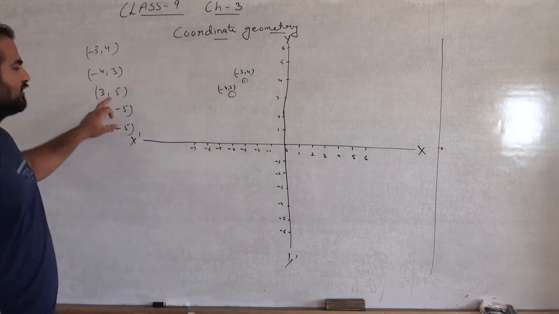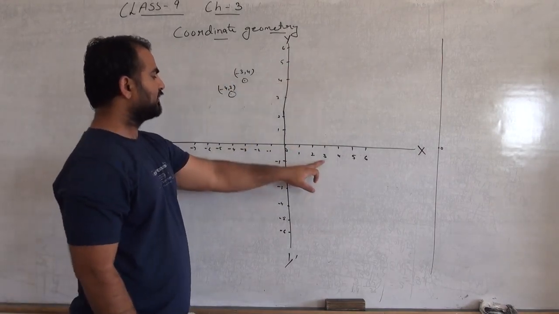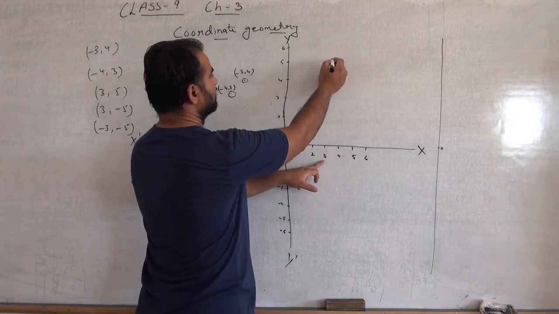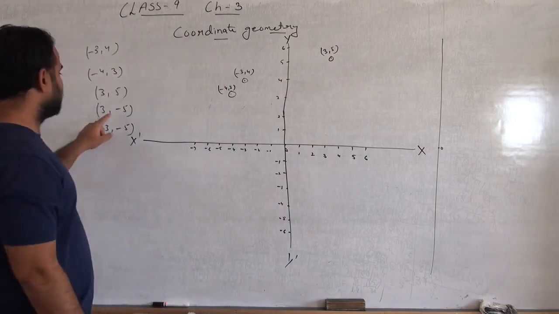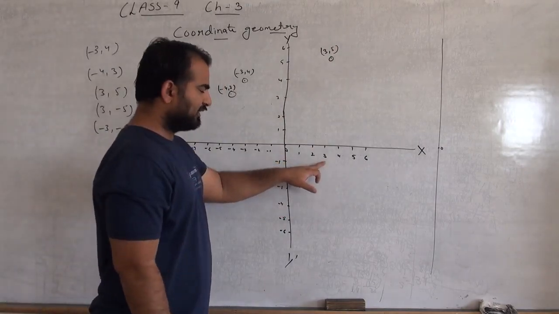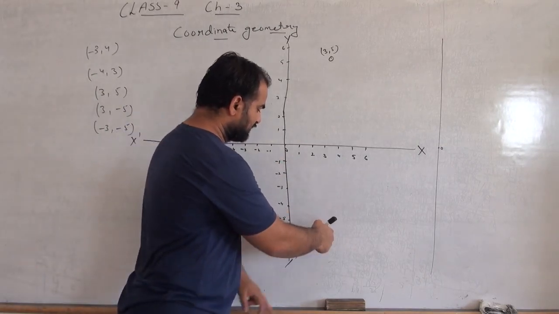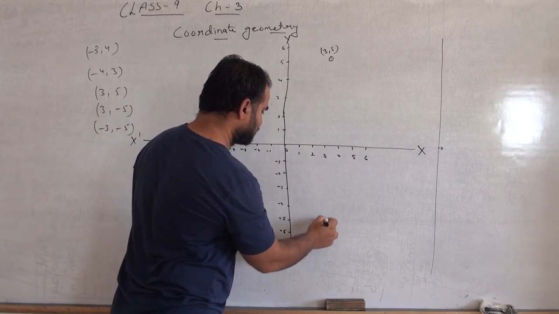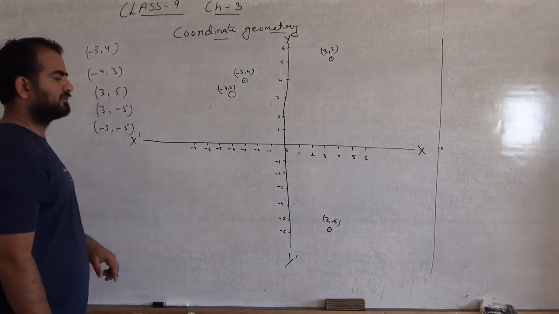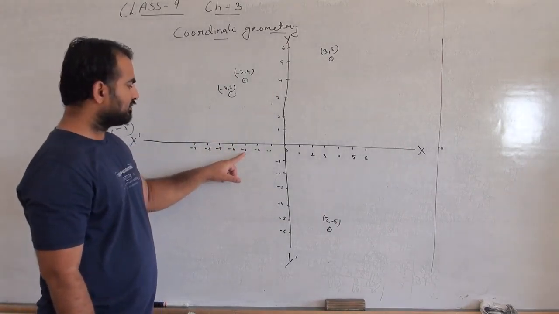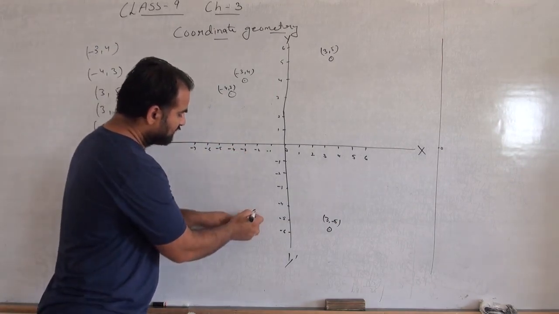So it will be there, (-4, 3). Next is (3, 5). Both are positive, so this is positive x and positive y. This is 3 and this is 5. Next (3, -5). This is 3 positive and -5 will be on the downward side in the 4th quadrant. And last is (-3, -5). So x is negative, -3, and y is also negative, -5, so we will have the point there.